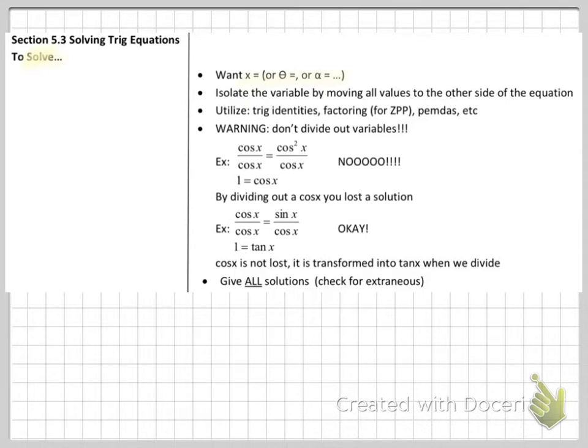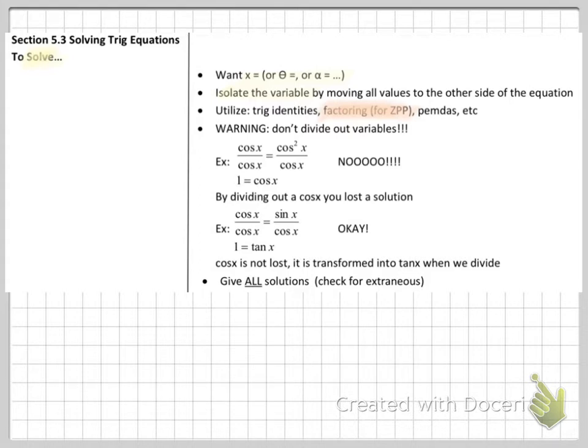They all represent x. We will isolate the variable by moving all the values to the other side of the equation, anything that doesn't have a sine alpha attached to it. Then we will use any of our trig identities, factoring and zero product property. That one comes up a lot. We are almost always factoring and using zero product property. PEMDAS, any algebra that makes logical sense.